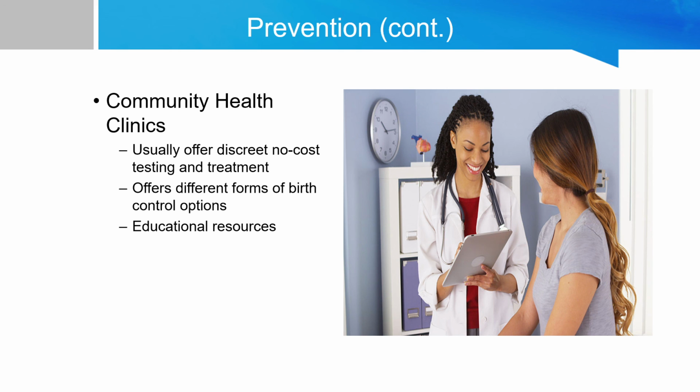One such place that they can receive testing would be a community health clinic or a clinic similar to Planned Parenthood. These clinics usually offer discreet, no-cost testing and treatment for STIs. They also offer different forms of birth control options, and sometimes they can also offer safe sex implements like condoms. These health clinics also are a wealth of information and educational resources. It can allow teens to go and speak with a health professional about STIs and answer any questions that they may have.